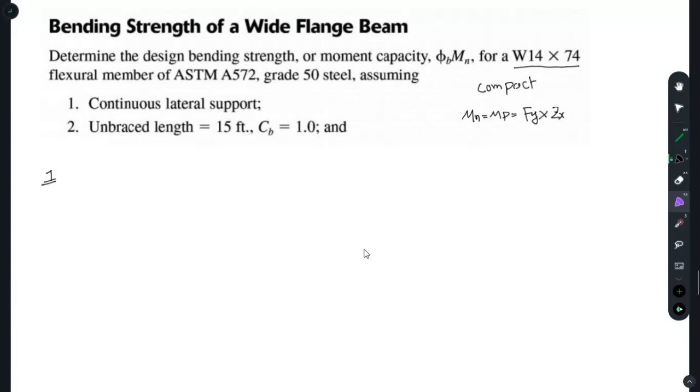To use that, first of all, you have to prove that the given section is compact. If it is compact, then you can use this formula. So let's check its compactness. First, we'll check the compactness of the flange. Later, we'll check the compactness of the web, and we'll get these things from the AISC manual directly.